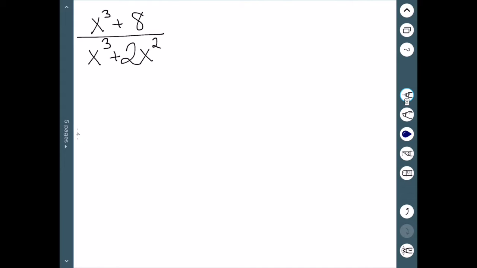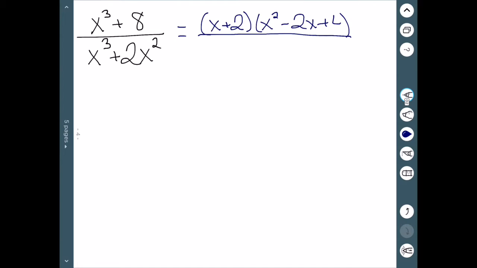Our next example, x cubed plus 8 over x cubed plus 2x squared. The first step would be to factor. On the top, we have the sum of two cubes, and this was one of the special factorizations we had. It factors into x plus 2, since the cube root of 8 is 2, and then x squared minus 2x plus 4. If you don't remember why that is, I suggest you go back and look at the special factorizations.